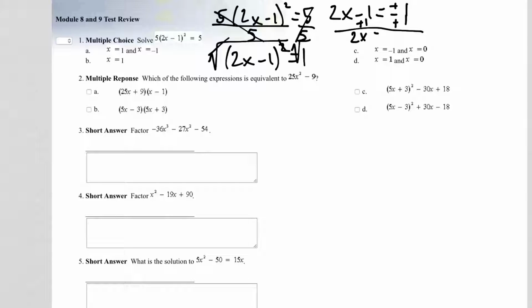So it's going to be 2x equals 1 plus 1, which is 2, and also negative 1 plus 1, which is 0. And then the final step is to divide by 2. Divide this one by 2, divide this one by 2, so you're done. X equals 1, and also x equals 0, which means that the correct solution is letter D.